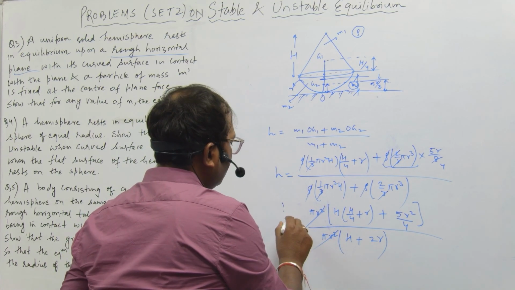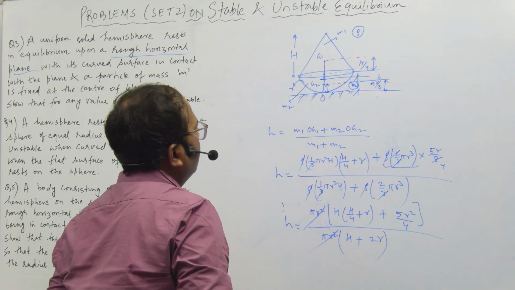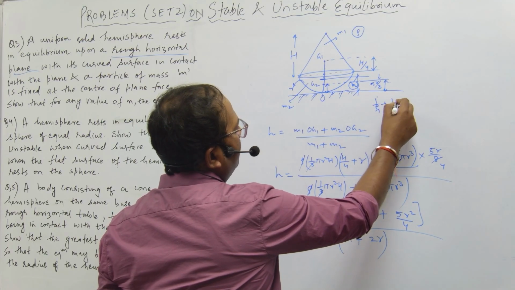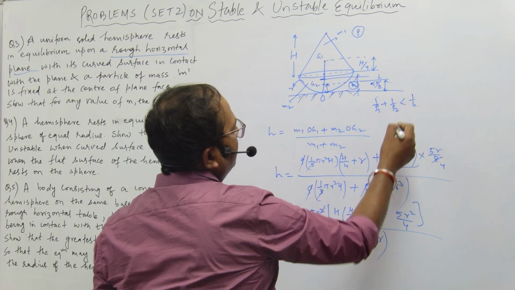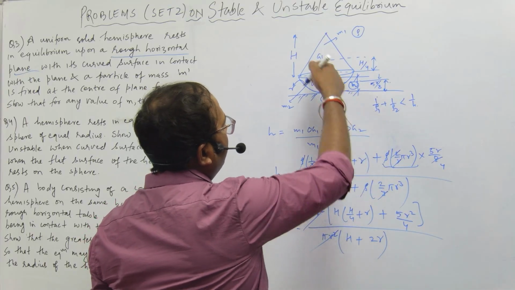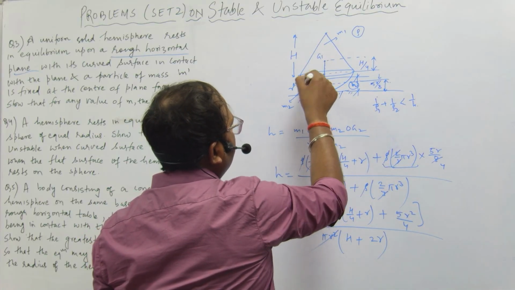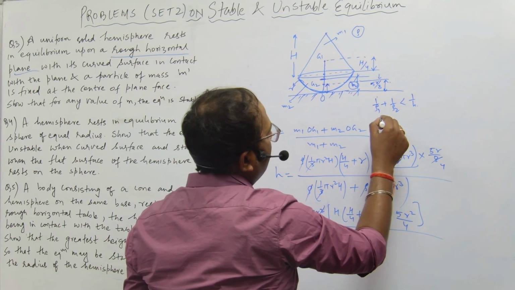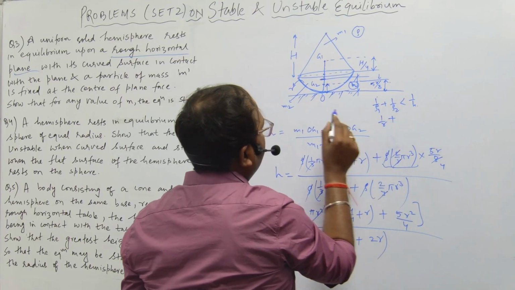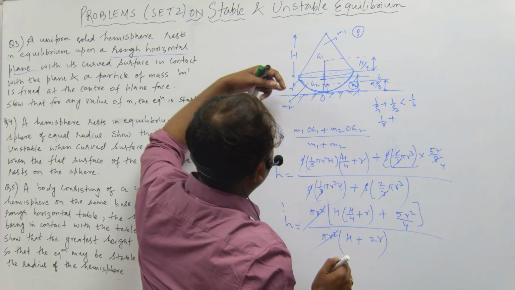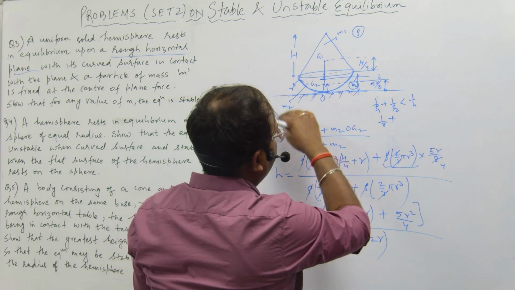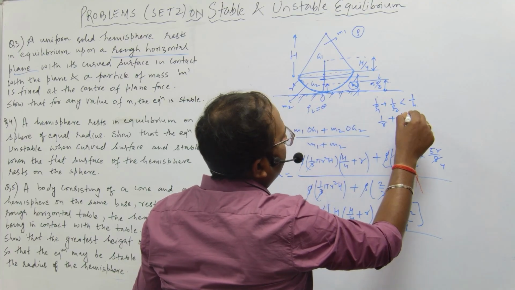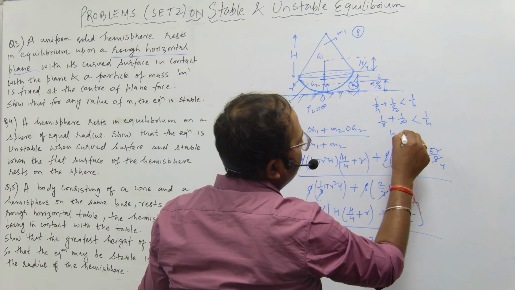Now let us apply the condition for stable equilibrium. The condition for a stable equilibrium is 1 upon rho 1 plus 1 upon rho 2 is less than 1 upon h. Here rho 1 is the radius of curvature of the upper body. This is the curved surface, so the radius of curvature will be r. So 1 upon r plus 1 upon rho 2. The surface at the bottom is a plane surface, so this is 1 upon infinity, so rho 2 is infinity. This is less than 1 upon h. This means h is less than r.